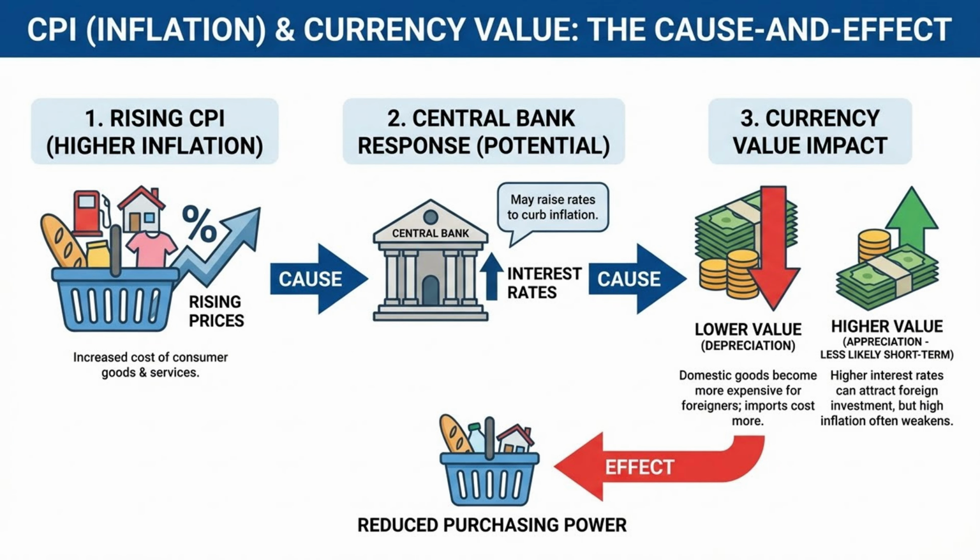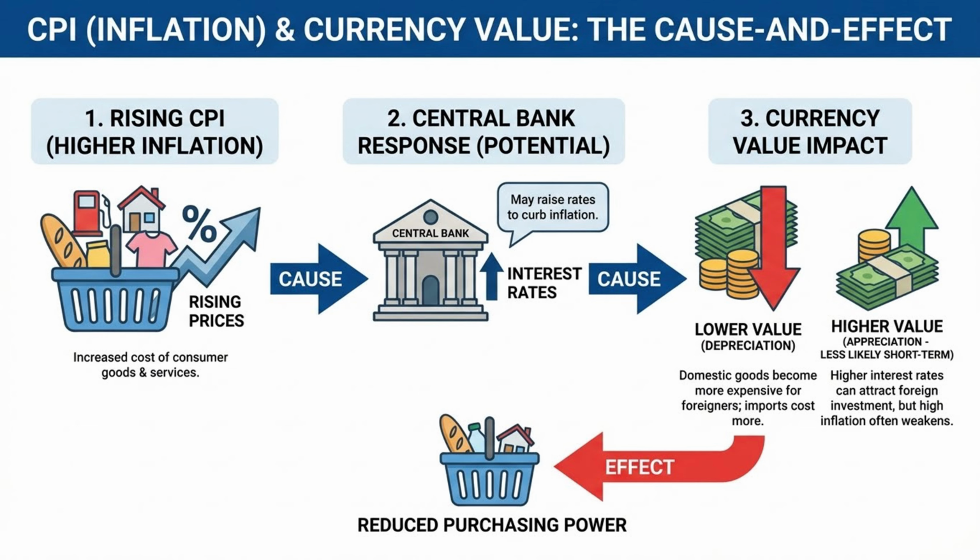How CPI, or the Consumer Price Index, influences inflation and ultimately affects the value of a currency. It begins with rising CPI, which means the prices of everyday goods and services are increasing. When inflation rises, consumers need to spend more money to buy the same items, which reduces their overall purchasing power. As a response, the central bank may step in and raise interest rates to slow down inflation. Higher interest rates make borrowing more expensive, which helps reduce spending and cool down price increases.